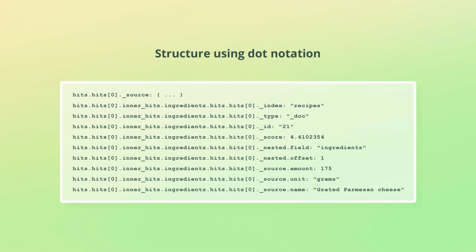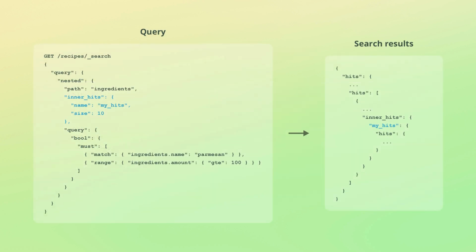Alright, just one thing left to cover. 2 simple parameters. The first one simply enables us to change the key that appears directly within the inner hits object within the results. It defaults to the path specified within the nested query. It's typically not necessary to change it, but it might make sense for complex queries. Why? Because a query might contain multiple nested queries, perhaps contained within a bool query, and these queries may use the same path. So in certain situations, it can make sense to change the name.